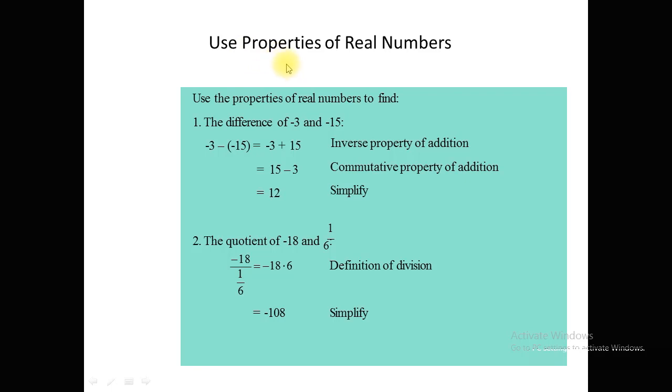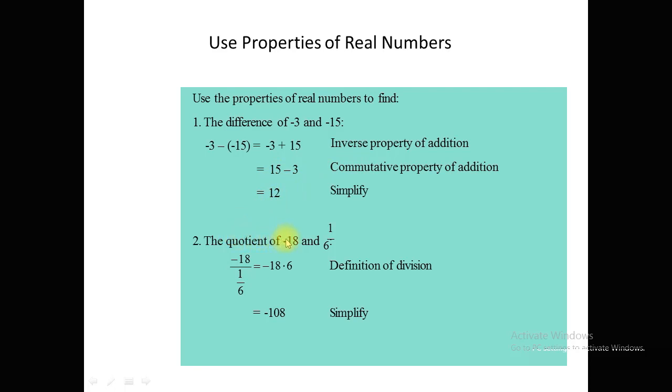Use properties of real numbers. Use the properties of real numbers to find the difference of minus 3 and minus 15. The difference of minus 3 and minus 15 can be written as minus 3 minus of minus 15. So we get minus 3 plus 15. Minus and minus multiplied, we get plus 15, and this is called the inverse property of addition. So minus 3 plus 15 we can write as 15 minus 3. This is called the commutative property of addition, and after simplification we get 12.